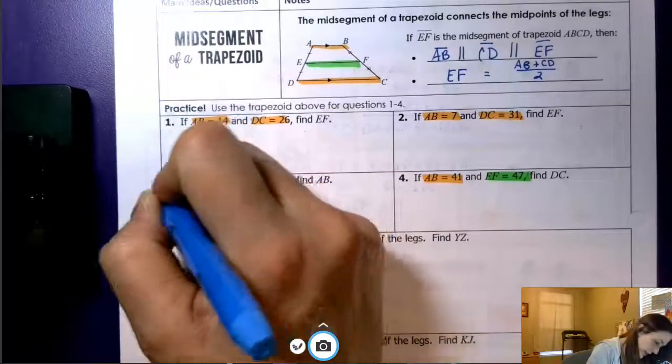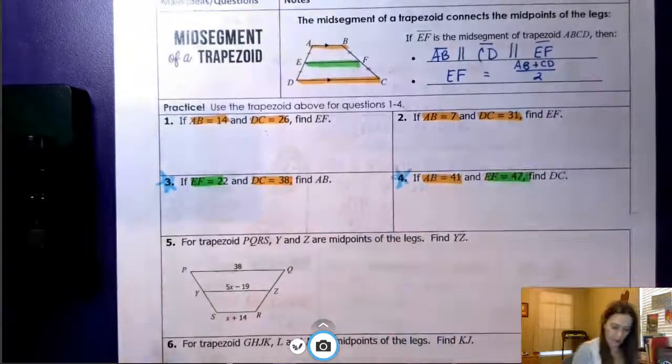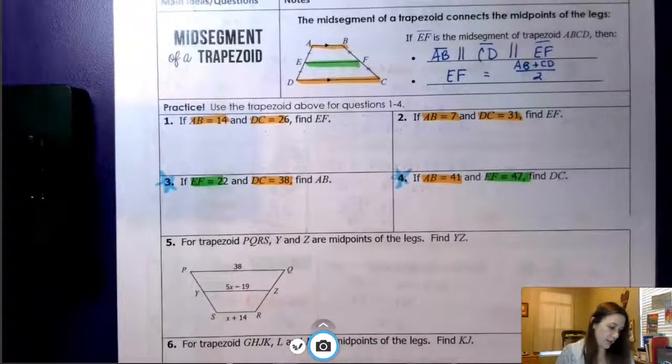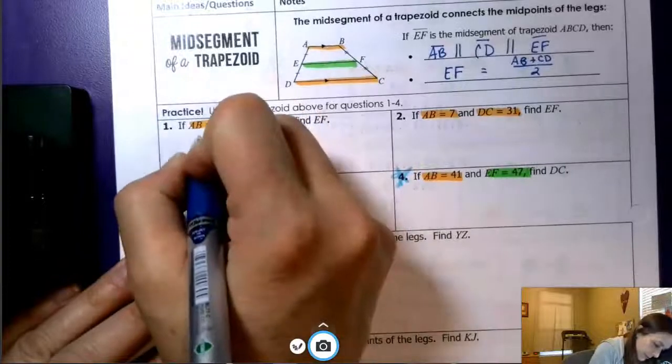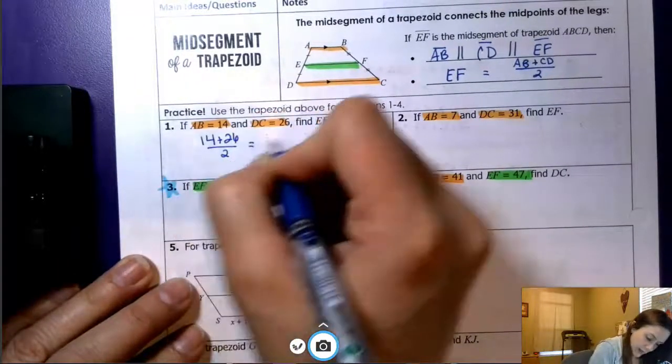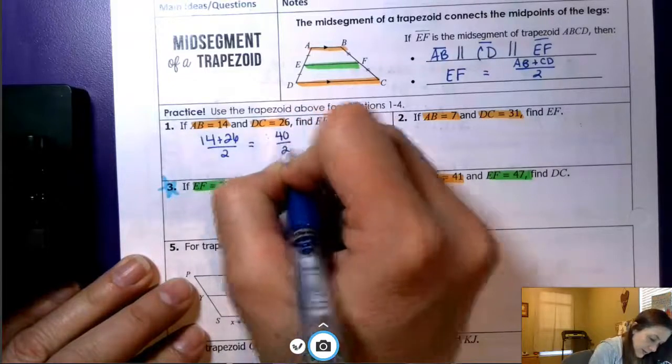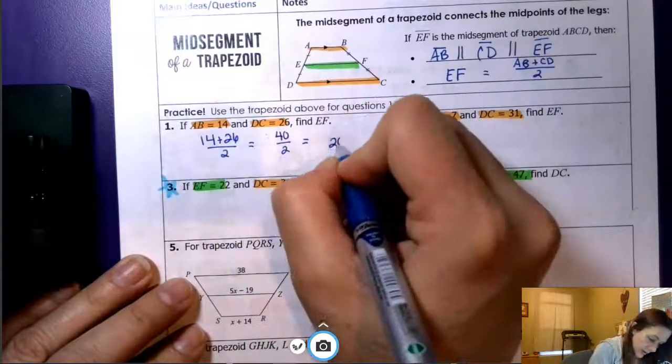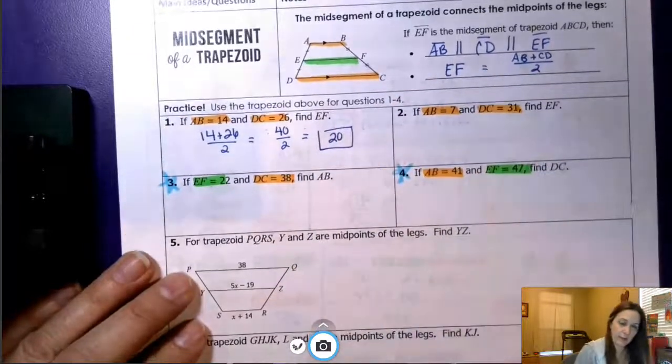Well, you definitely want to pay attention to what they give you in the problem. All right. So here I want to find EF. I'm going to add 14 plus 26, divide by 2. I'm going to get 40, divide by 2 equals 20. Come back and work that one out for you in a minute.